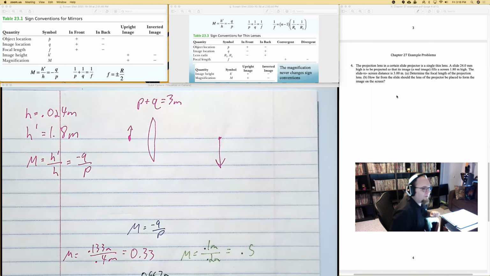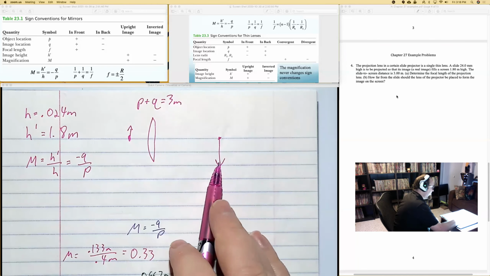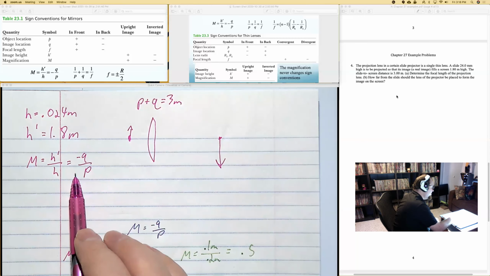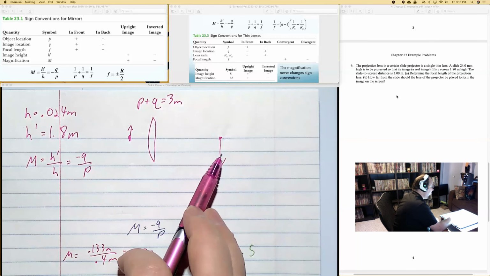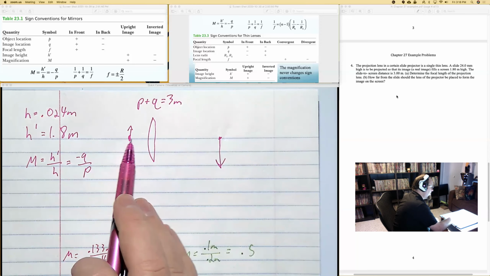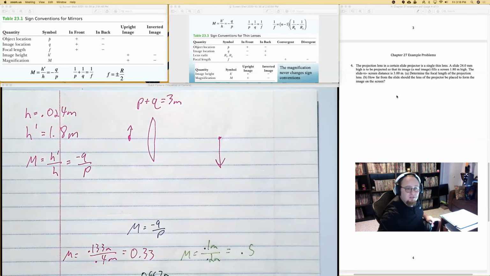I say this is a real image. If this is a real image and this is true, that means Q is positive and P is positive. Because for a real image, Q is positive. I think that's written, where is it? Nope, it's not written there. Oh yeah, there you go. Image location is positive when it's in back. A real image means Q is positive.